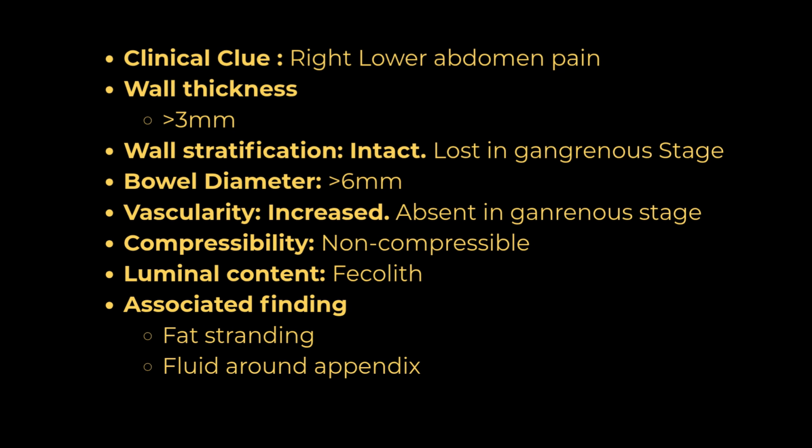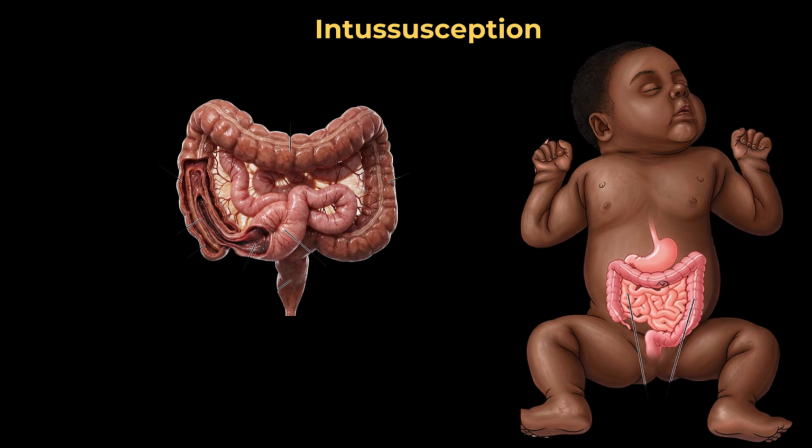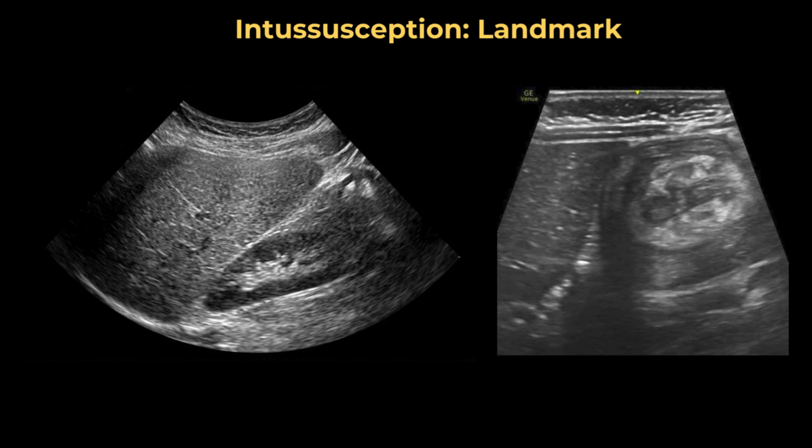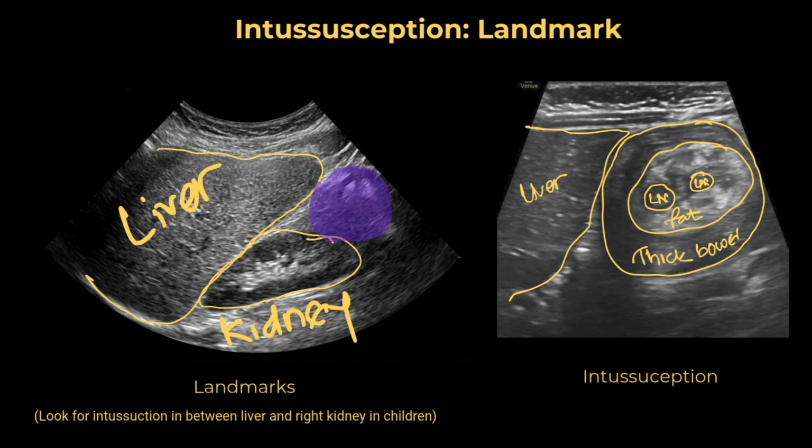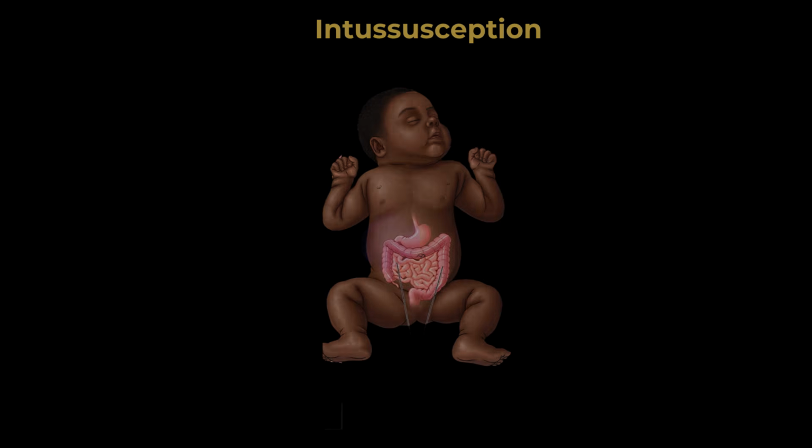Now let's learn to diagnose the remaining bowel pathologies with the help of the practical framework that we use to diagnose appendicitis. Intussusception is common in children. In children, it is often seen in the right upper quadrant near the liver and kidney. Use these organs as landmarks while scanning. If a child comes with intermittent colicky pain and inconsolable cry, think of intussusception as a possible cause.